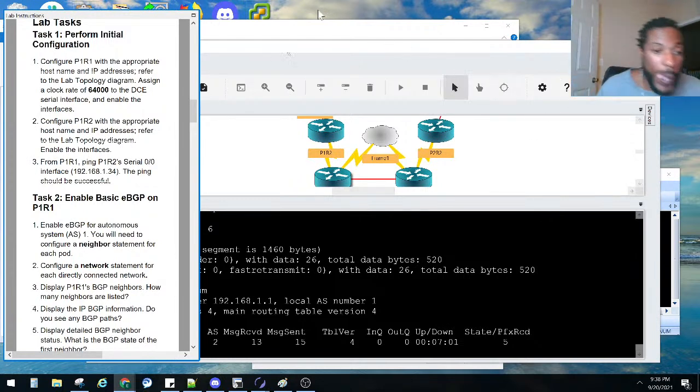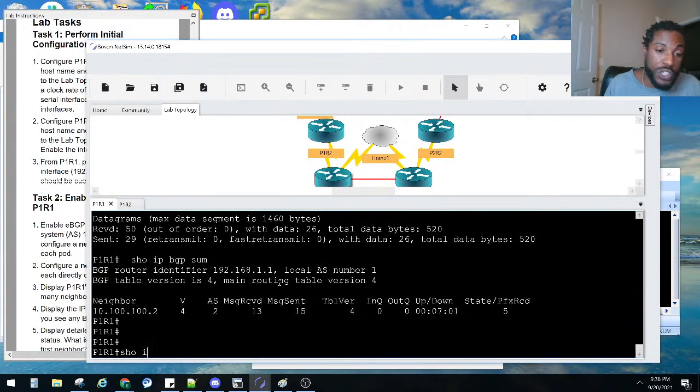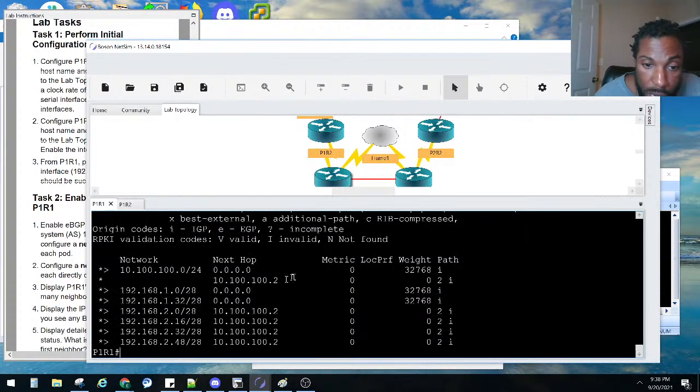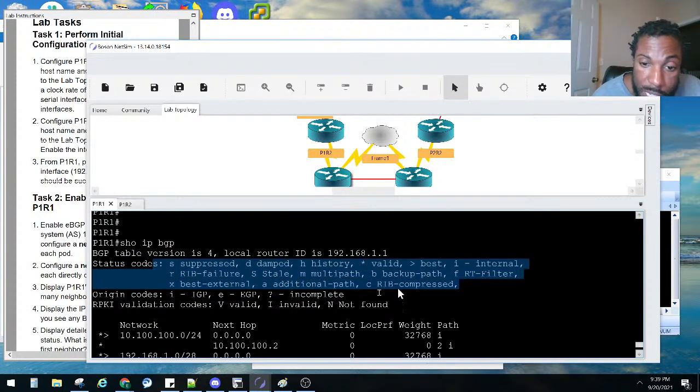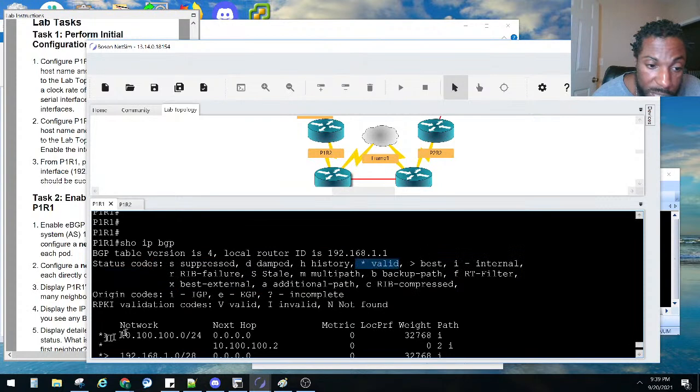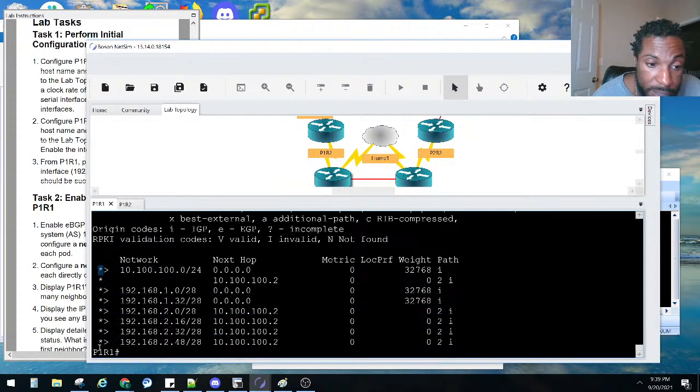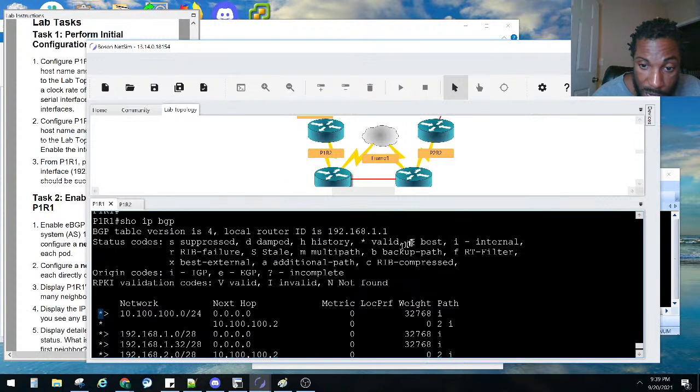So what was the other thing they wanted us to do here? Display the IP BGP information. Do you see any BGP paths? I think we could just do that with show IP BGP, like that. And this is the IP BGP information, our local router ID. BGP table version is 4. We got status codes, almost like show IP route. This is like a little legend. Once we start getting deeper with BGP, we see the valid path, which is this guy right here.